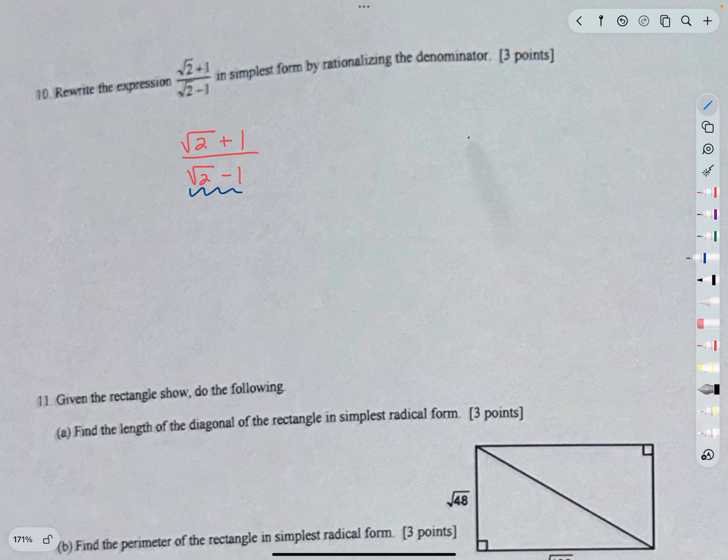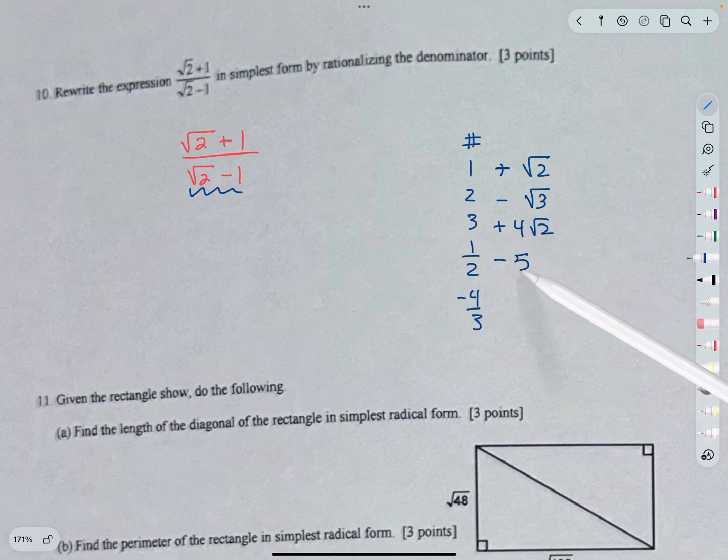So binomials are like: I've got a regular number, like 1, 2, 3, half, -4/3, anything that's rational, which means you can write it as a fraction, plus or minus, then you have some radical, like a √2. Or maybe a -√3, or maybe a plus 4√2, or minus 5√7. Just anything that has a radical to it. Plus 100 root, I don't know, 5 maybe.